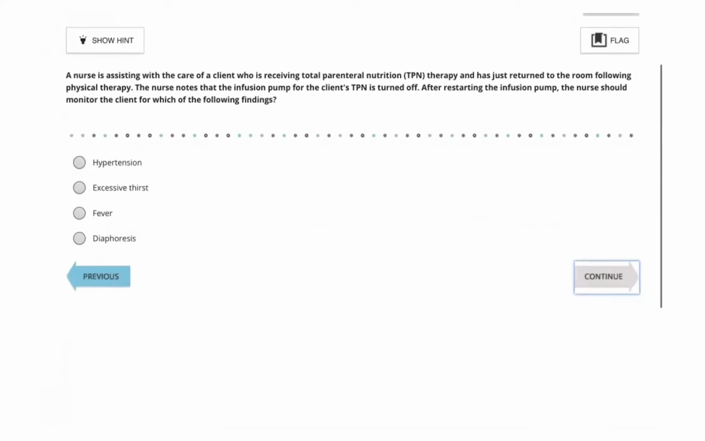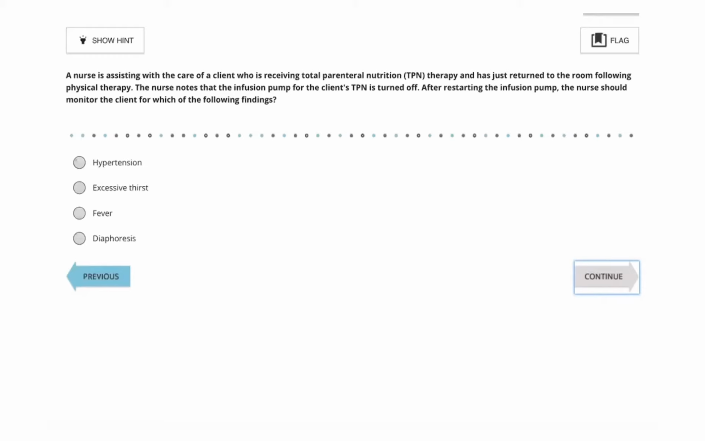Let me read this one as well. A nurse is assisting with the care of a client who is receiving total parenteral nutrition, TPN, therapy and has just returned to the room following physical therapy. The nurse notes that the infusion pump for the client's TPN is turned off. After restarting the infusion pump, the nurse should monitor the client for which of the following findings.